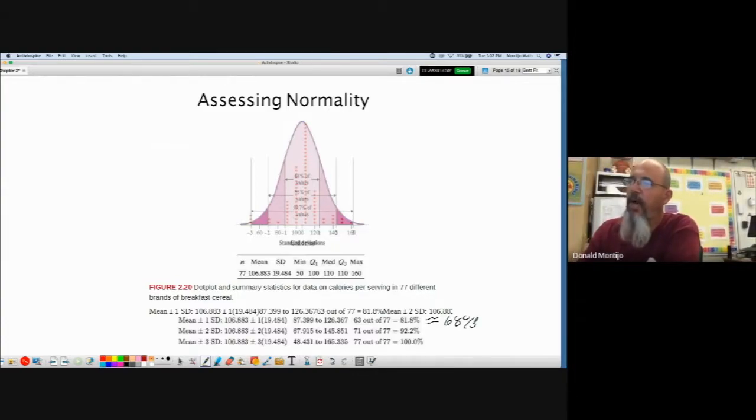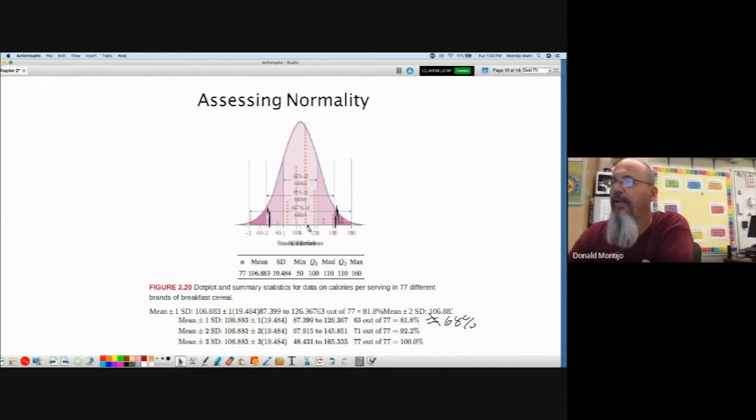Now we know that approximately 95% should be between two standard deviations. So 95% should fall here. Well, that's 71 out of 77. That's 92.2%. Is that approximately 95%? Kind of close, but not really. Okay. And then we know that 99.7% should fall within three standard deviations of the mean. And as we can see here, all the data does fall within three standard deviations of the mean. Therefore, it's 100%, which is close.